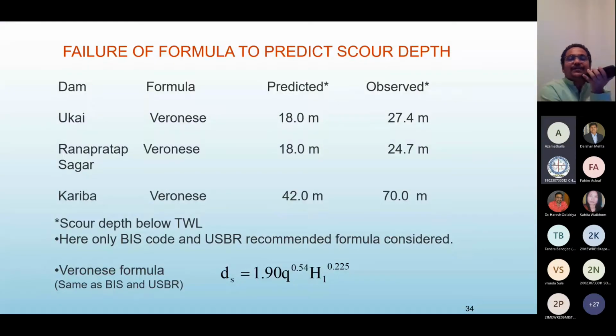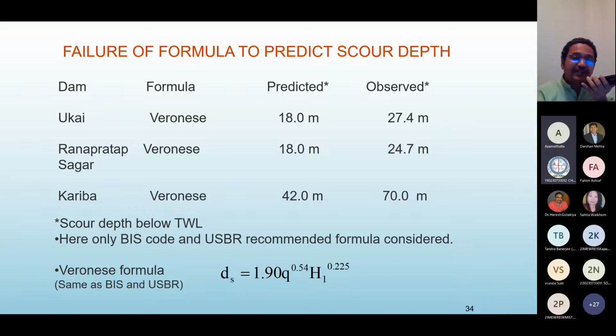Okay, see here, you are all aware, right? Ukai Dam, I believe this one is from Ukai, from before the state was separated into Andhra Pradesh and Telangana. The Veronese formula produced 18 meters, while the observed scour was 27.4. In case of Rana Pratap Sagar, the formula gave 18 meters, and the observed scour was 24. Means there is no matching, either over prediction or under prediction. In case of Kariba, the African dam in Zimbabwe, this is the formula.